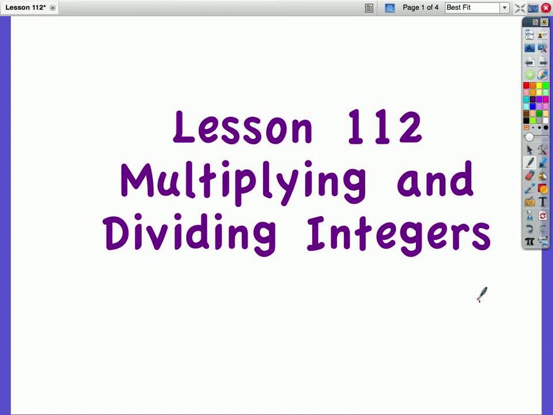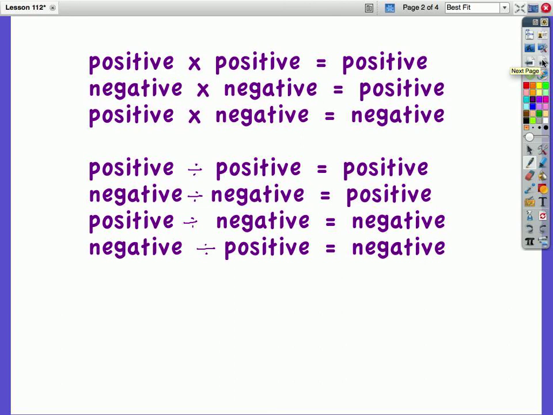For lesson 112, we're going to be multiplying and dividing integers. So, something to help you out here. If we're multiplying a positive times a positive, or a negative times a negative, our answer is going to be positive. Okay? So, when we're multiplying, if our sign's the same, it's going to be positive. If our sign is different, it's going to be negative.